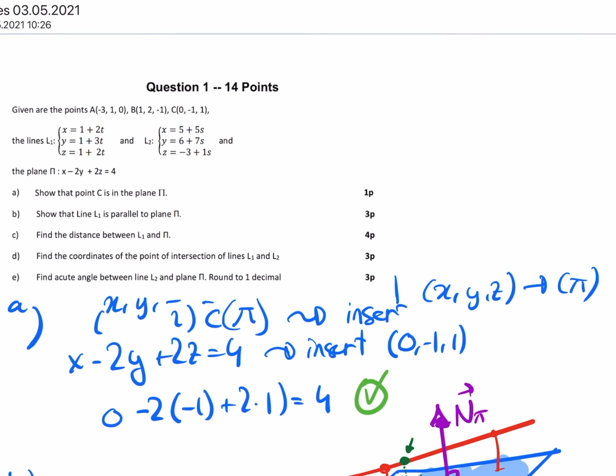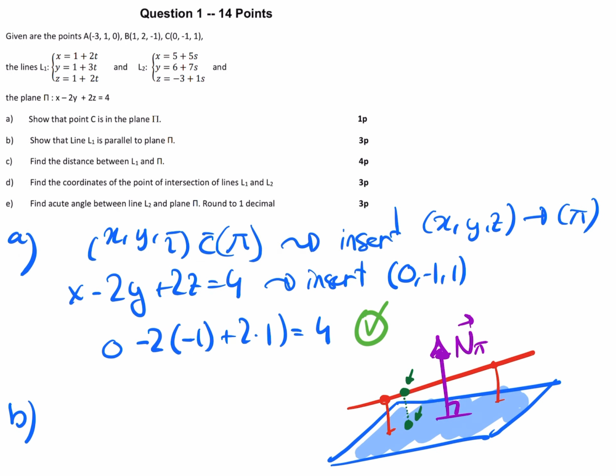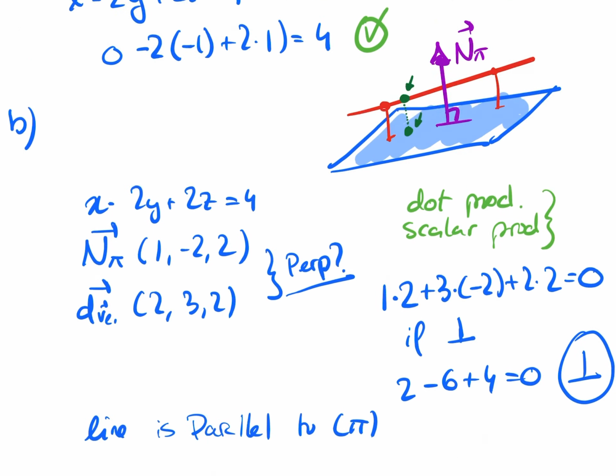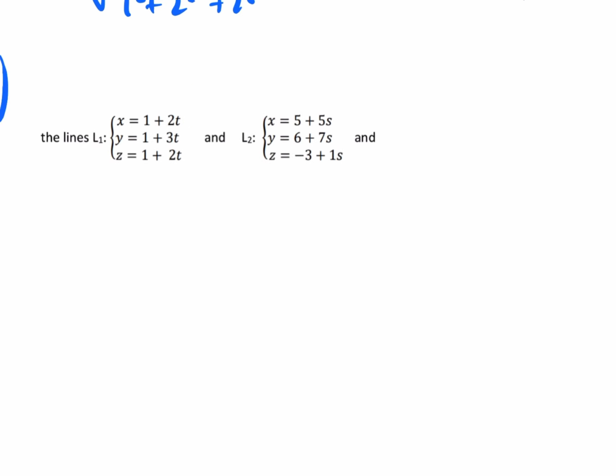For question D, we've got: find the coordinates of the point of intersection of lines L1 and L2. So if we need to find the intersection between L1 and L2, let's just bring the equations of the lines here. What do we do? When we have an intersection of two lines, this means that this point, which is the output of one point in this line, has to be the same as this point, which is the output of the other. And that has to happen for certain values of s and t.